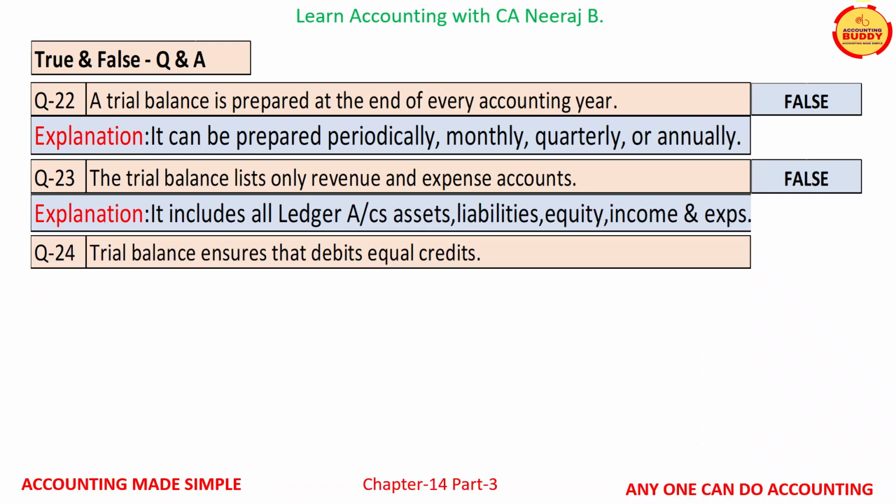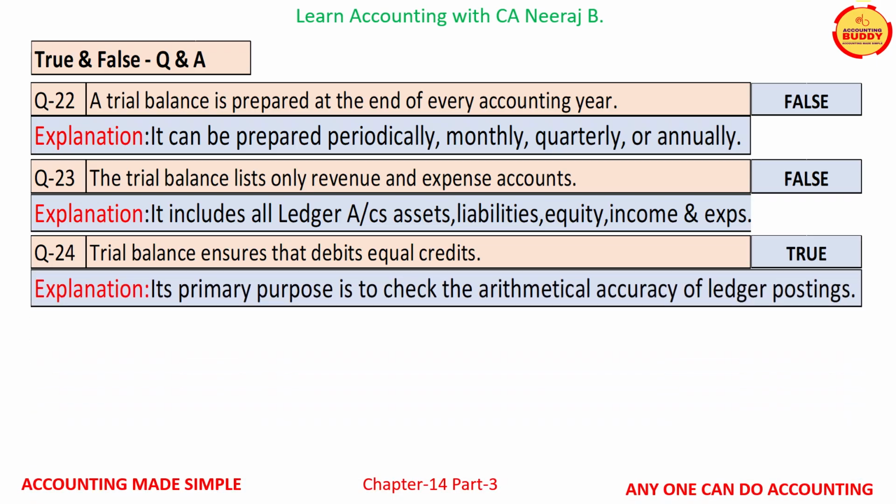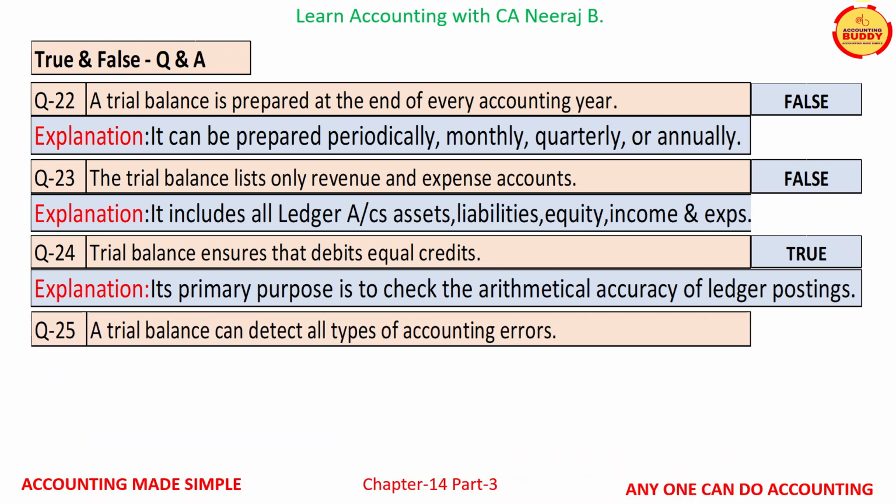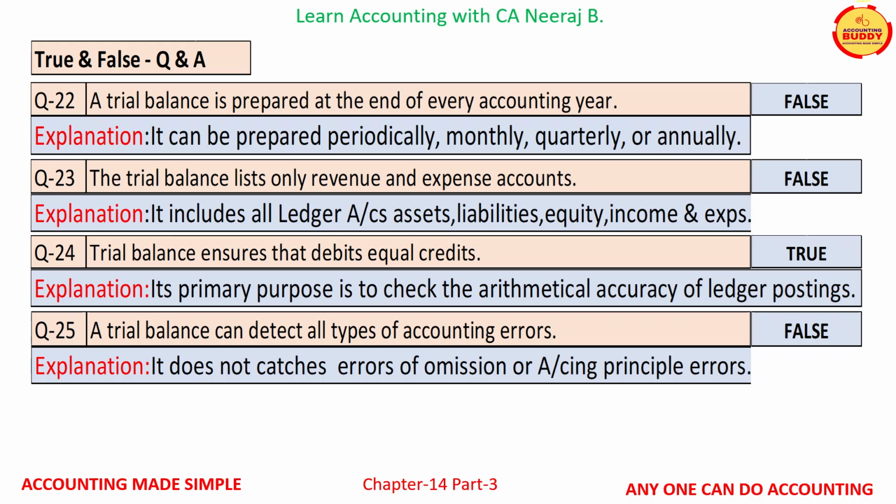Question number 24. Trial balance ensures that debits equal credits. This is a true statement. Its primary purpose is to check the arithmetical accuracy of ledger postings. Question number 25 is a trial balance can detect all types of accounting errors. This is a false statement. It does not catch errors of omission or accounting principle errors.